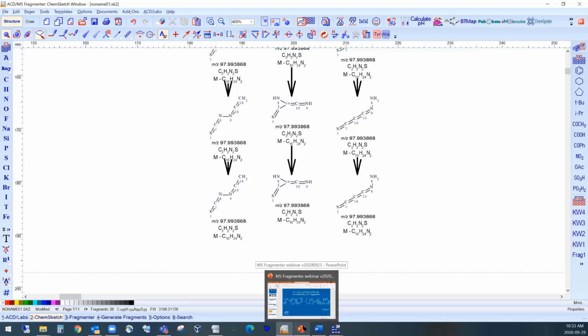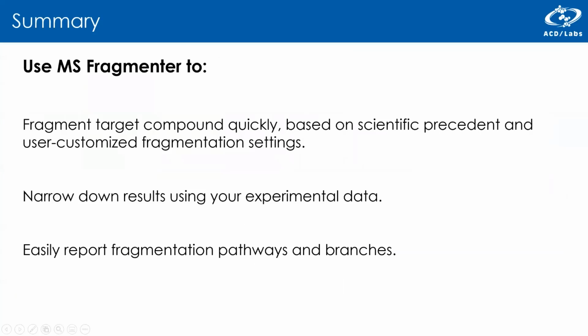Okay, so that's it for the software demonstration. So in short, if you want to use the software to fragment a particular compound quickly, it will do that. And unlike manual fragmentation, it's based on actual scientific literature, existing pathways, and depending on what machine you use, what ionization techniques you use, you can customize the fragmentation settings yourself. It's very easy to narrow down the generated pathway either by directly comparing it to your spectra or by using the auto-assign function within Spectrus Processor itself.